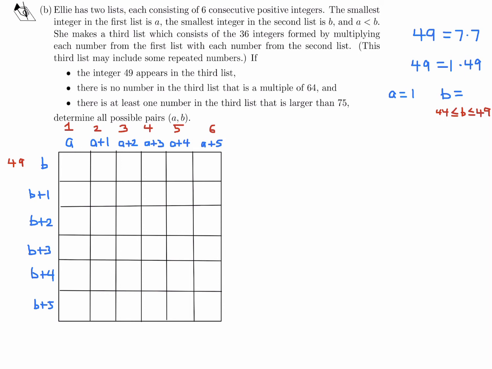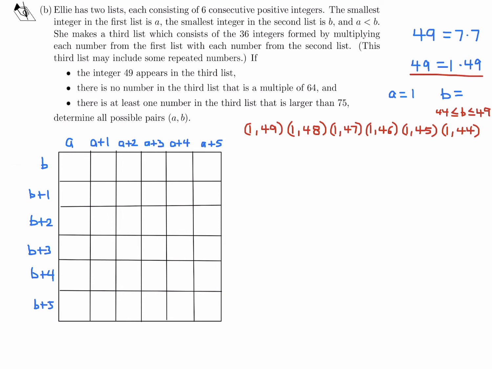So basically that means that the pairs AB that we get are 1, 49, 1, 48, and so on. Right, so you get those 6. Okay, that takes care of this guy. Now let's start talking about this one, where you have the 7 and the 7. All right, so let's get rid of these guys. We don't need those. Let's get rid of the 49. Okay, now let's talk about the 7 and the 7.